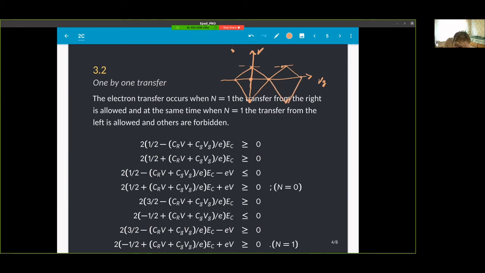Right, and now we have these lines, and each line corresponds to an equation. So this is this way. Yeah. Corresponds to this line, corresponds to this thing. Right. This is the Coulomb blockade for n is 1, and this is the Coulomb blockade for n is 0.